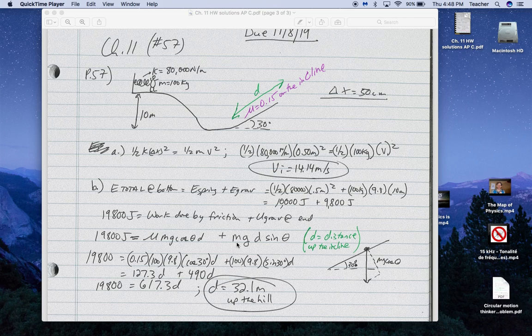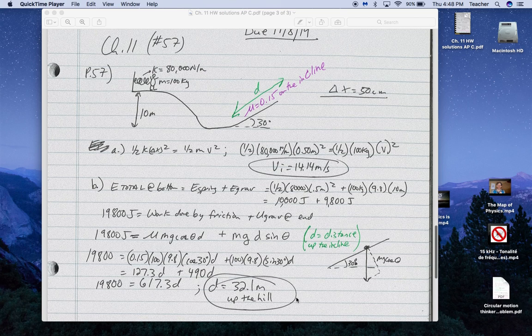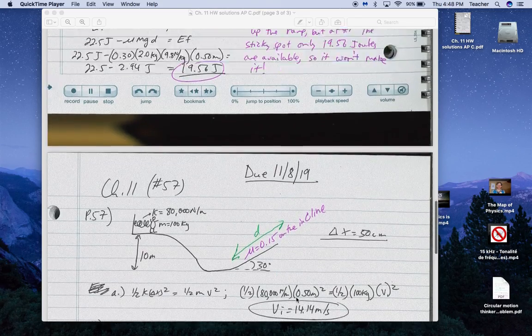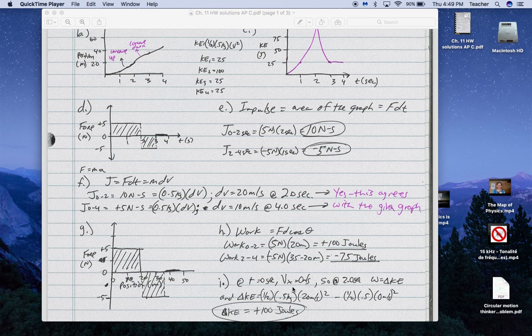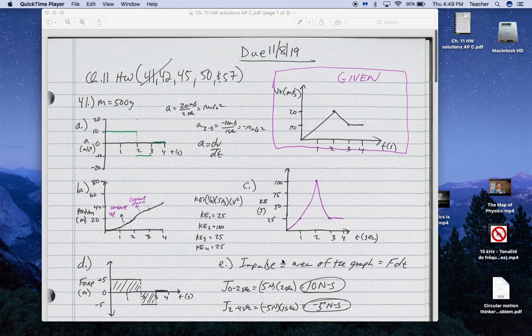So for this then, this would basically be telling us the gravitational potential energy, because mgh, but h is going to equal d sine theta. So that h is basically the vertical part of that triangle. So in this case, I get 19,800 joules is equal to 617 d. So I get that d is about 32 meters up the hill. So a lot of stuff going on there, a lot to think about, especially in cases where mechanical energy isn't conserved. And remember, friction is a non-conservative force because it basically transfers into thermal energy when we have friction.